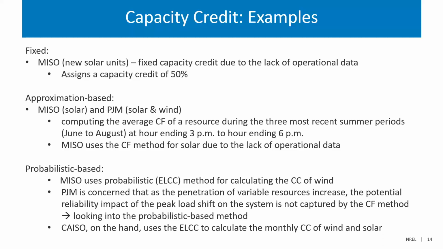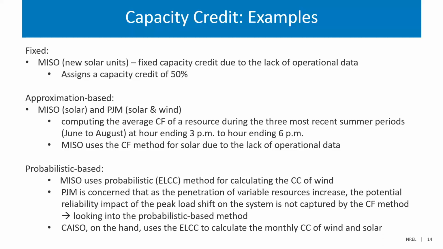However, when they do have some operational data, so for solar units in MISO and for solar and wind in PJM, they basically compute the average capacity credit of the resource during the 3 most recent summer periods, which is usually from June to August, at hour ending 3 p.m. to hour ending 6 p.m.